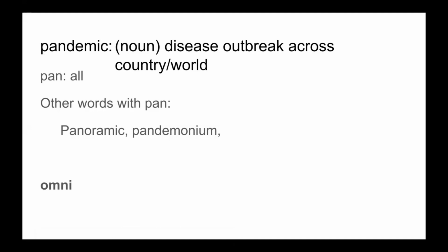So other words with pan would be like panoramic, and like pandemonium. Pandemonium is kind of like an excitement, or like chaos caused by everyone, or people all around. So it's kind of like a large number of people all in a state of chaos.